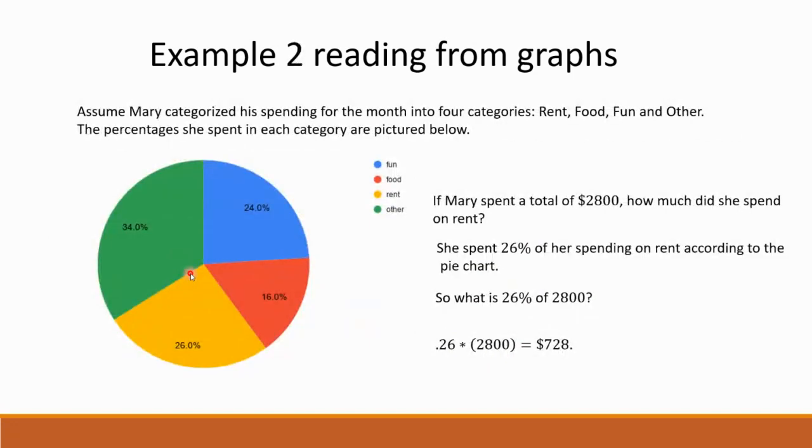This is another problem I think I actually got from the book. Let's suppose Mary is organized, and she categorized her spendings, as you can see. These are percentages as well. She spent on rent, food, fun, and other. Here we're given that 24% is on fun, 16% is on food, 26% is on rent, and 34% is on other.